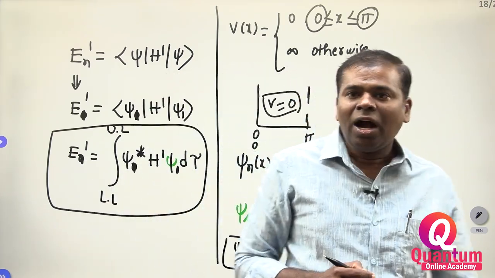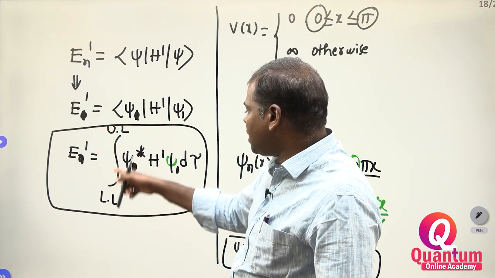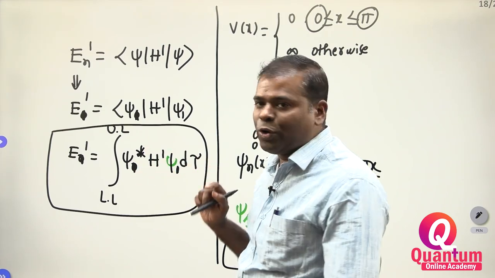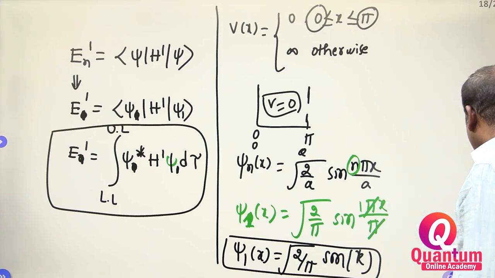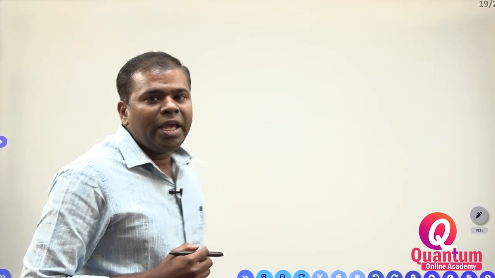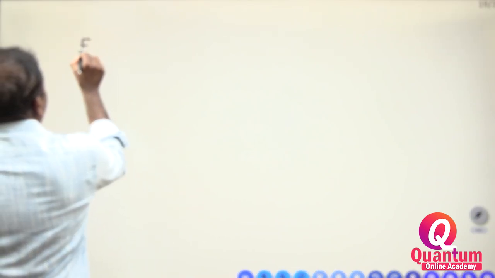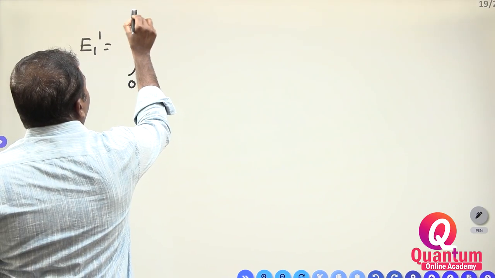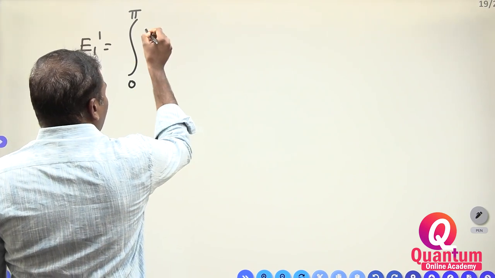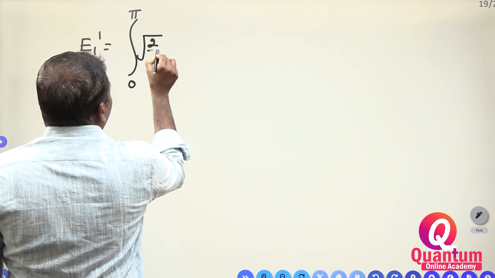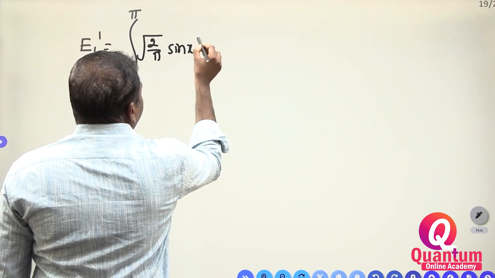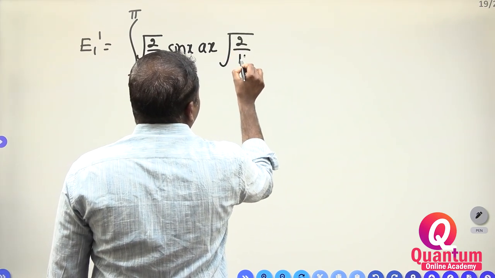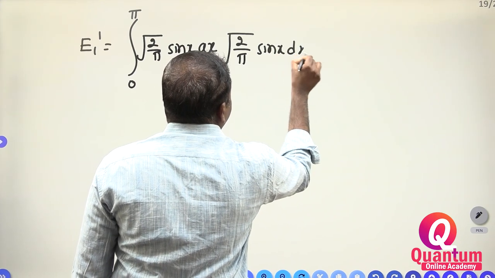How do we calculate? Already we derived the formula: E1' is equal to the integral from the lower limit to the upper limit of psi 1 conjugate H' psi 1 d tau. Now we substitute. The lower limit is 0 and the upper limit is 5. Psi 1 conjugate is root 2 by 5 times sin x, H' is equal to A times x, and then root 2 by 5 times sin x times dx.